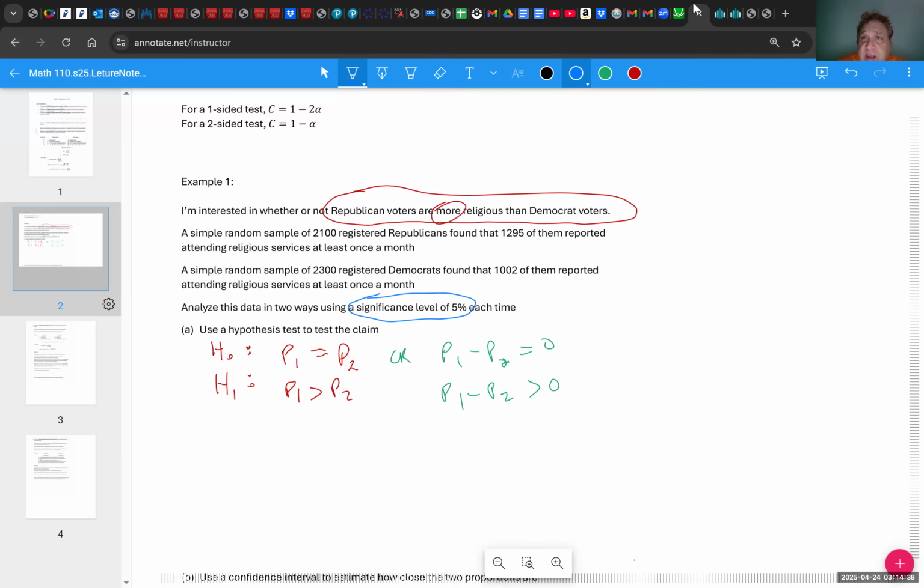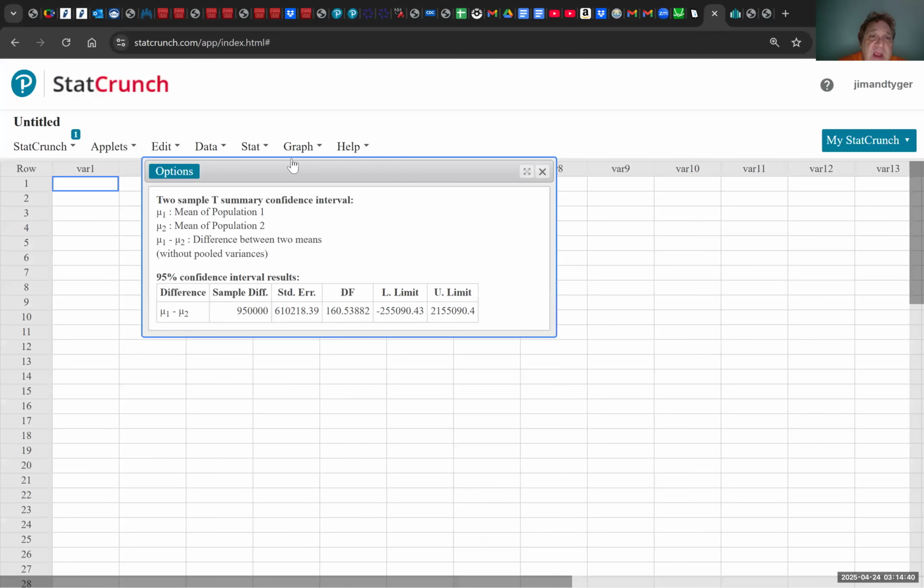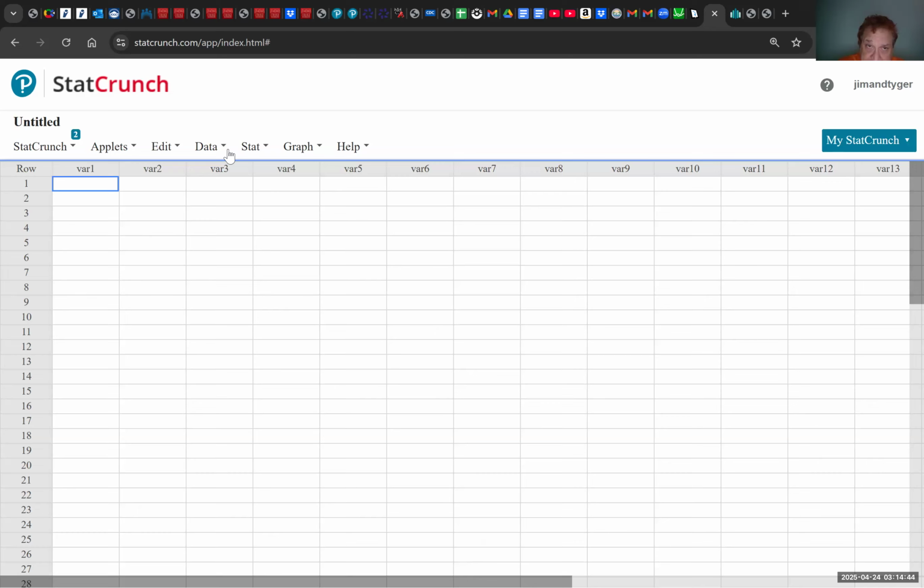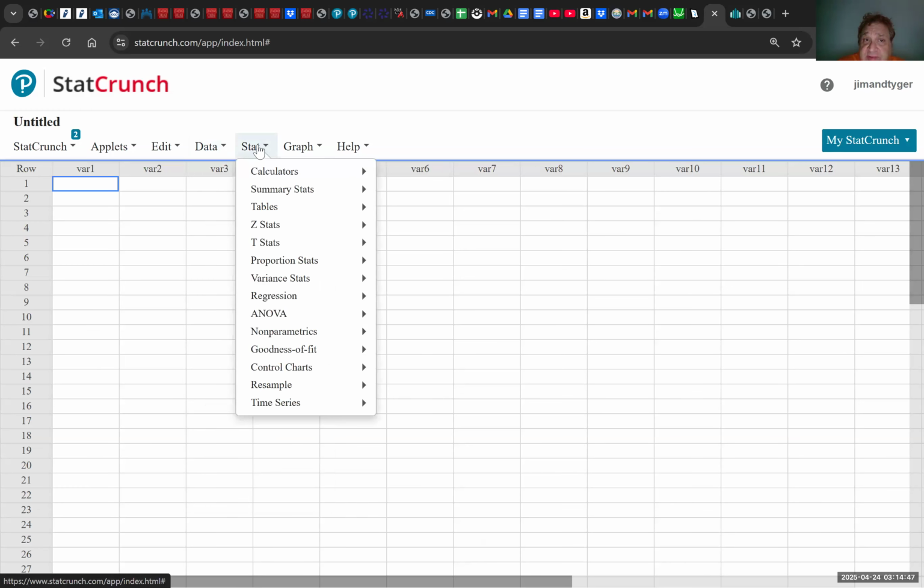So I'm going to head over to StatCrunch. I've actually typed a bunch of the stuff in here. I'll show you how to do it straight away. You're going to go to the stat pull-down menu, and you'll see that there's something called proportion stats. And we've been doing this actually in the previous chapters.